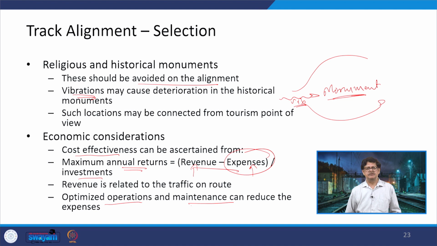So, with this we close our discussion now. What we discussed was what are the requirements for an ideal alignment, what are the various economic aspects, how to improve upon the comfort and safety, and so as to do that, what are the various factors which should be taken into consideration when we are trying to select an alignment between the two different locations.